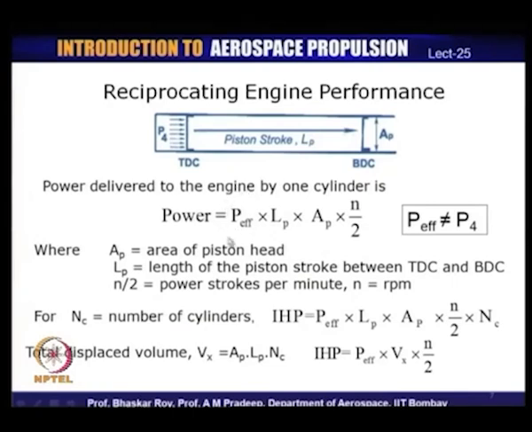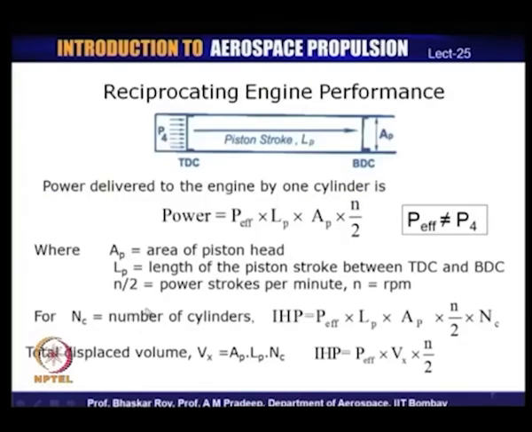Now, P effective is something which we are yet to define, and mind you, P effective is not the same as P 4. P effective is some kind of an average pressure that is applied on the head of the piston during its power stroke. We will define that a little more formally in a couple of minutes. Just at this moment remember, P effective is not the same as P 4, which is the maximum pressure that the piston or the cylinder actually experiences.